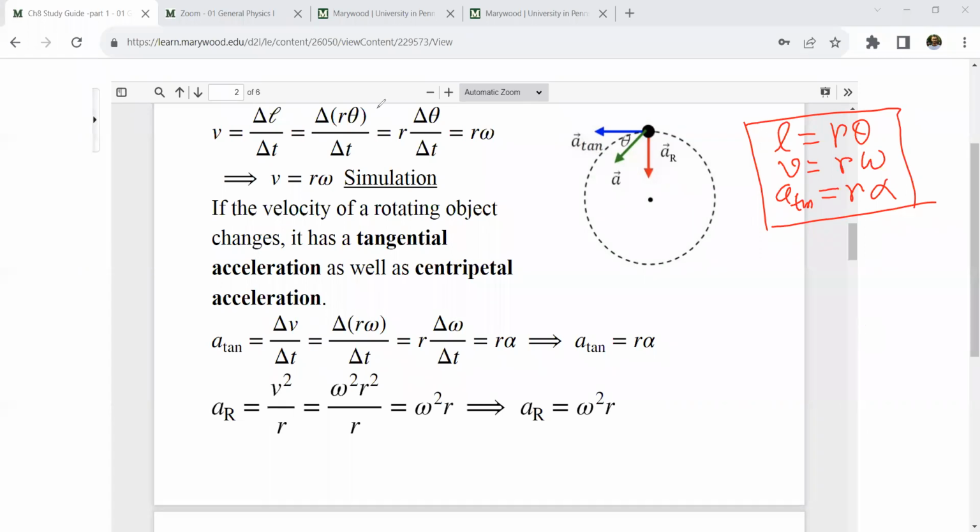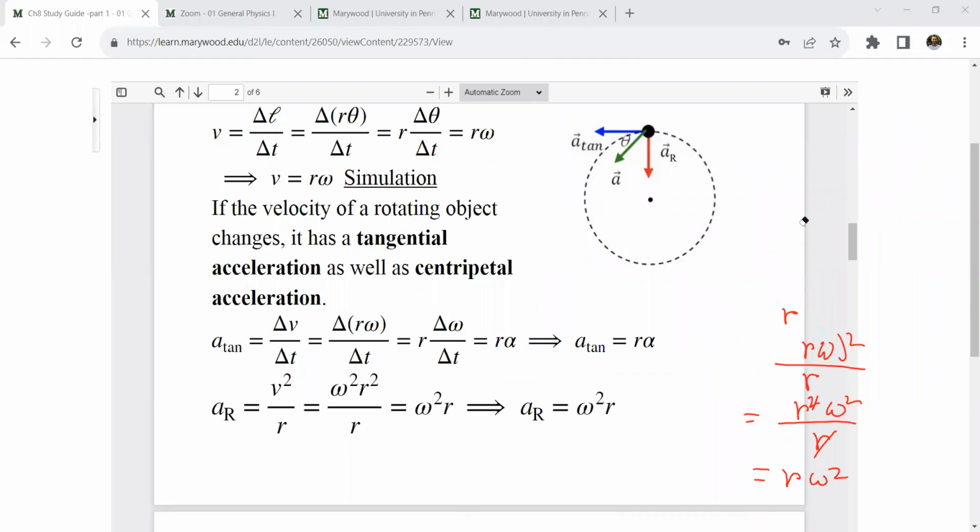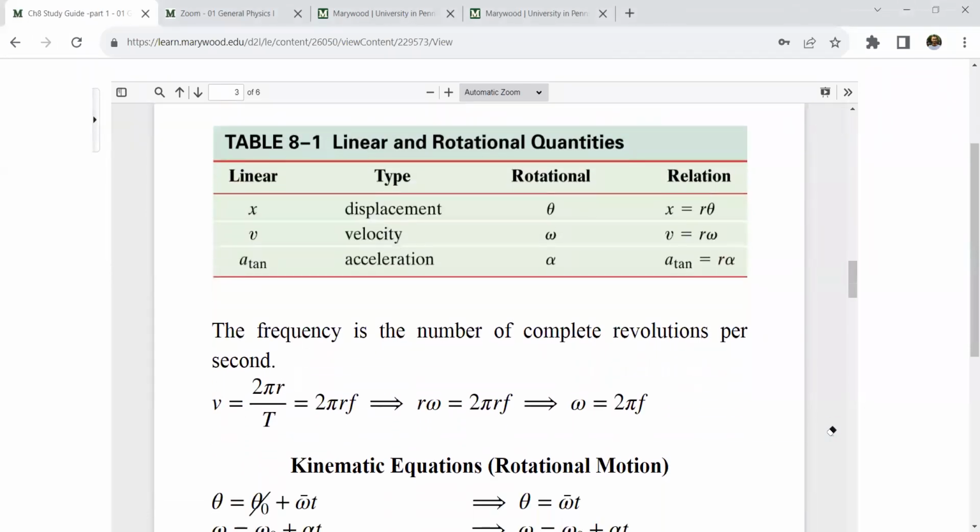So let's try to determine the relationship between the centripetal acceleration and angular quantities. If you remember, the centripetal acceleration is v squared over R. Now if I substitute the expression for v, which is R omega, it will be (R omega) whole squared over R. So it's R squared omega squared over R, one R cancels out, so a_R, the centripetal acceleration, equals R omega squared. So this table shows the relations.